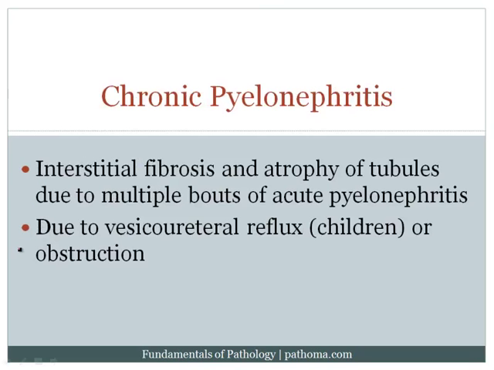Chronic pyelonephritis is when you get interstitial fibrosis and atrophy of the tubules due to multiple bouts of acute pyelonephritis. Now, it's classically seen in a child that has vesicoureteral reflux, or VUR, or it can also be seen with obstruction. Let's just talk about VUR for a moment.